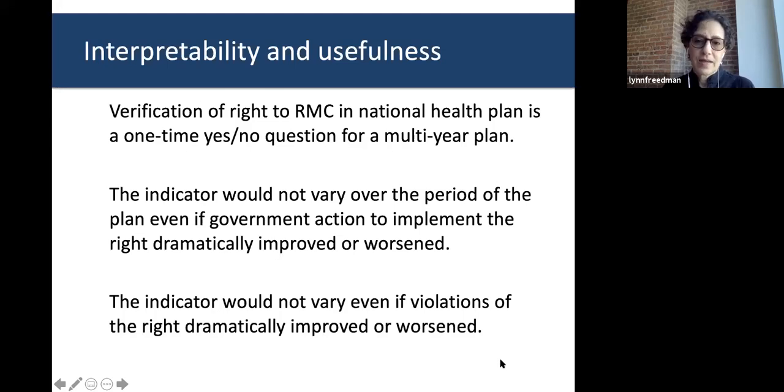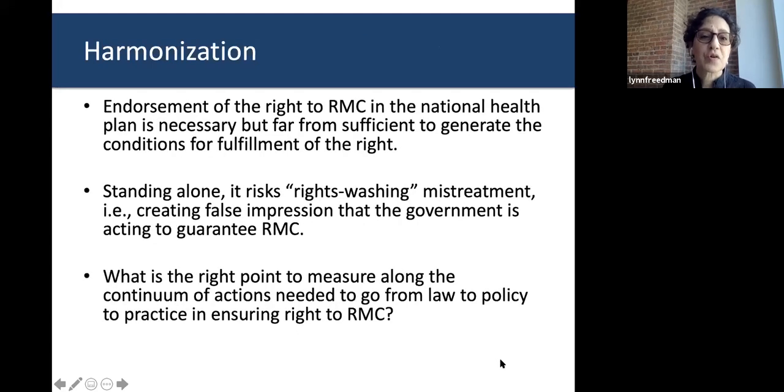So that means that this is an indicator that would be of little use in monitoring because it would not vary over the period of the plan, even if government action to implement the right was dramatically improved or dramatically worsened. Similarly, the indicator would not vary, even if violations of the right dramatically increased or dramatically reduced. So I think both its interpretability and its usefulness are problematic.